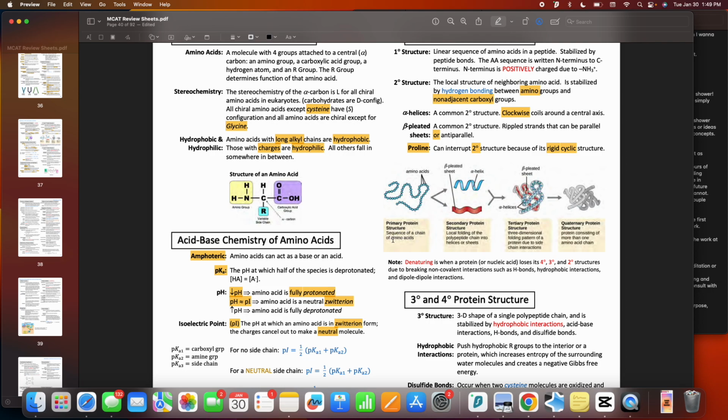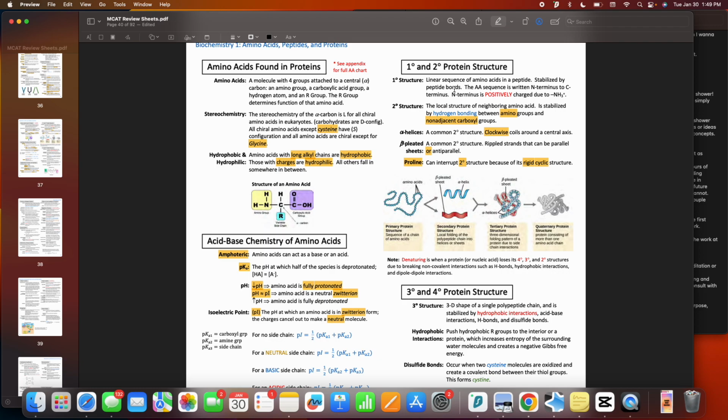Primary protein structure is the sequence of a chain of amino acids, again a linear sequence of amino acids in a peptide, stabilized by peptide bonds, yes, the amide bond between the carbon and the nitrogen. The amino acid sequence is written N terminus to C terminus. Whenever you see an amino acid sequence, it's from the amino group to the carboxylic group, and the N terminus is positively charged due to NH3 plus. And also the C terminus is negatively charged due to the COO minus.